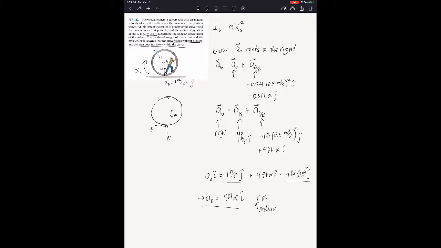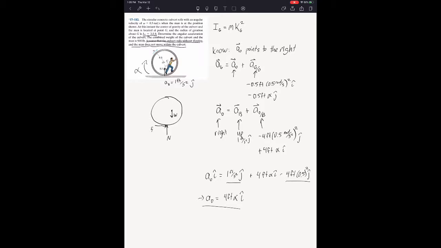You can tell that my board handwriting is a lot better than my tablet handwriting. So, okay, cool. I want to know this because I want to know the acceleration of G with respect to O. So let's talk about the acceleration of G.